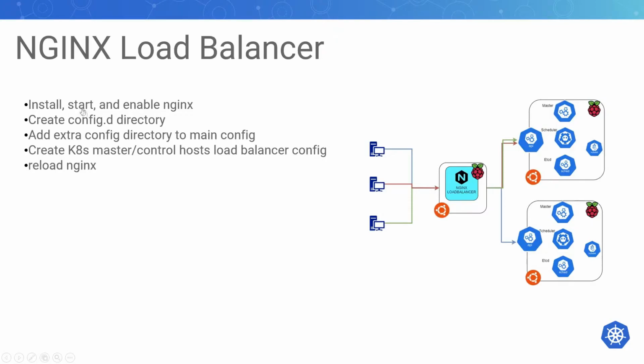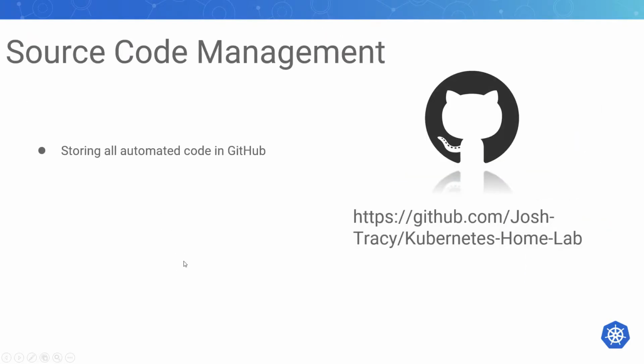And in this role, we're gonna be installing, starting, and enabling NGINX. We enable it so it starts persistently on reboots. Create a config.d directory to store extra configurations for NGINX. Add that extra config directory to the main config, so when NGINX starts, it knows to include that new directory. We create a K8s master control host load balancer configuration, and then we have to reload NGINX for that new configuration to take effect.